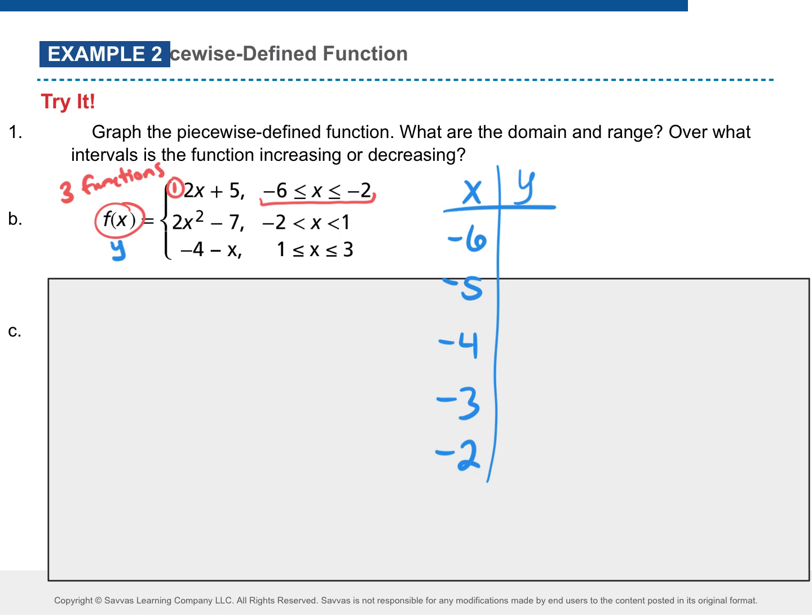I'm using this function, 2 times negative 6 plus 5. What is 2 times negative 6? Negative 12 plus 5 is? Negative 7. So that is my y value for negative 6. How do I find my y value for negative 5? Same thing. What do you mean by the same thing? Same equation. I'm going to plug it into the same equation, right? So I'm going to have 2 times negative 5, plus 5. What's 2 times negative 5?